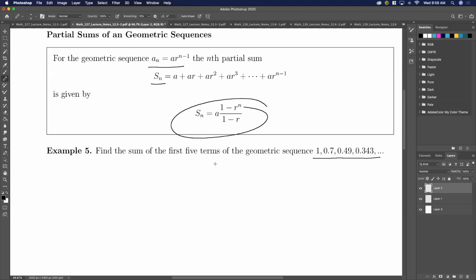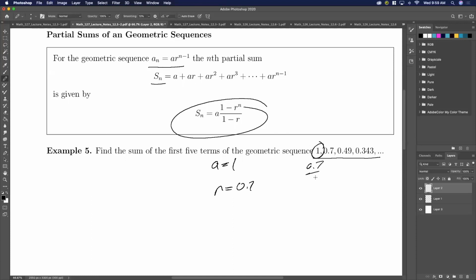All right, so let's first define A. In this case, I want you to give me what A is and what R is for this sequence, and then I'll do the next part. So A equals 1, yeah, A is just the first term. And what is R? R is 0.7, yep, so 0.7.